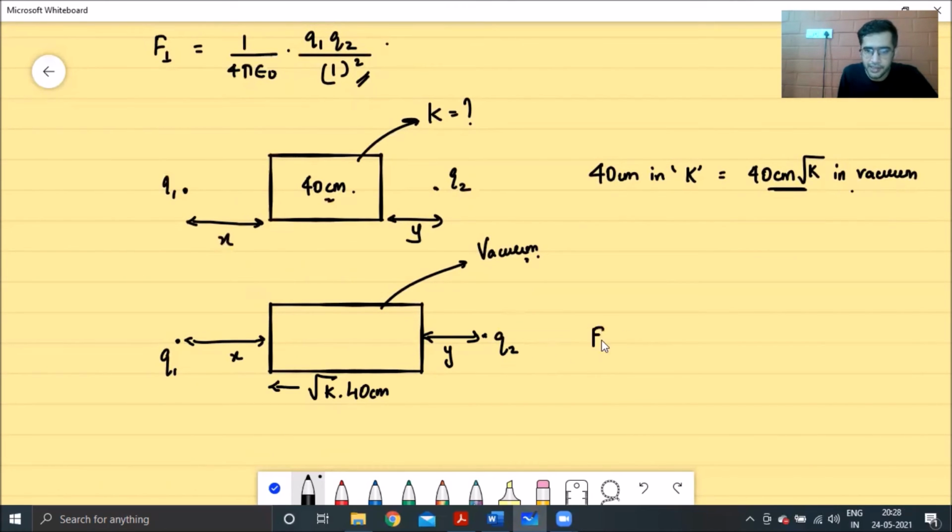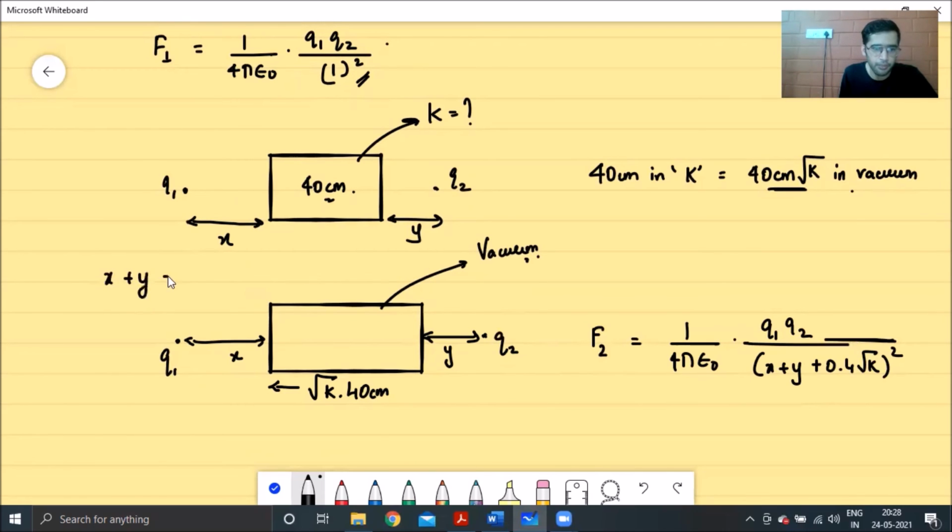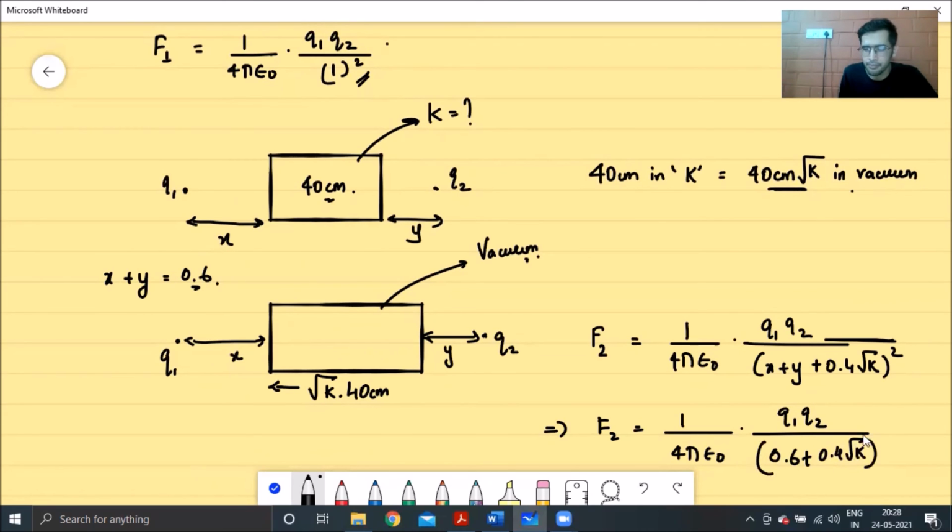So what will be the force acting in this case? The force acting in this case is nothing but 1 by 4 pi epsilon naught Q1 Q2 divided by x plus y plus, converting it into meters, 0.4 root k, whole square. But again, we know that x plus y should be equal to 0.6 meters. So your F2 value is equal to 1 by 4 pi epsilon naught Q1 Q2 divided by 0.6 plus 0.4 root k whole square. This was your force acting in the second case.